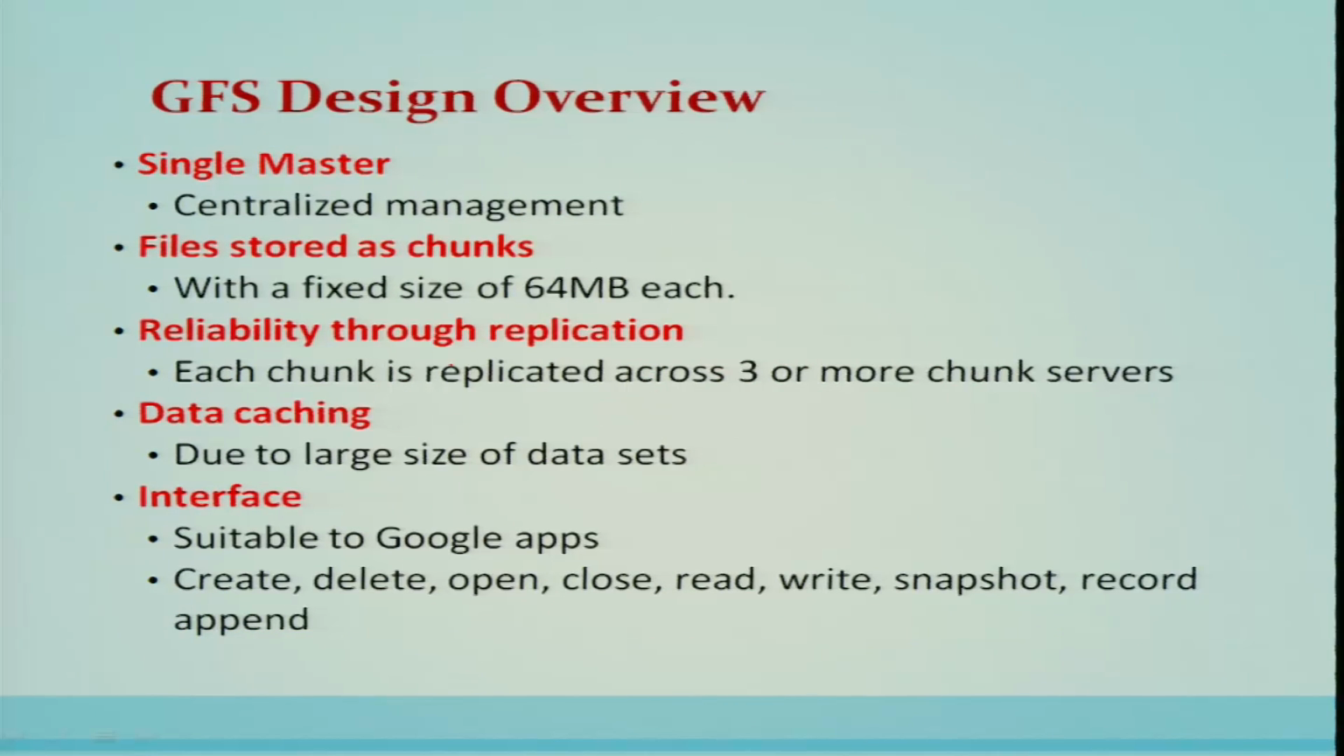Google file system design overview. So, in Google file system, these are the following components which participate in realizing this file system operation. The first one is called a master. There will be a single master which will handle the centralized management. The second entity here is the file, which is stored as chunks. So, chunks are another important entity in Google file system.